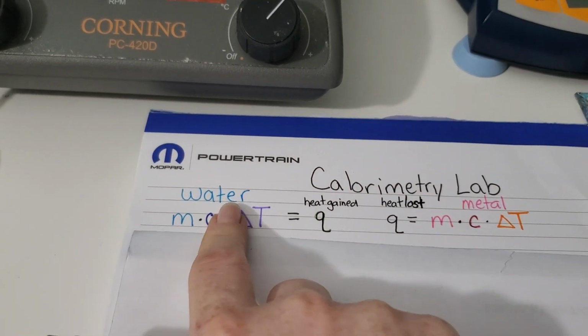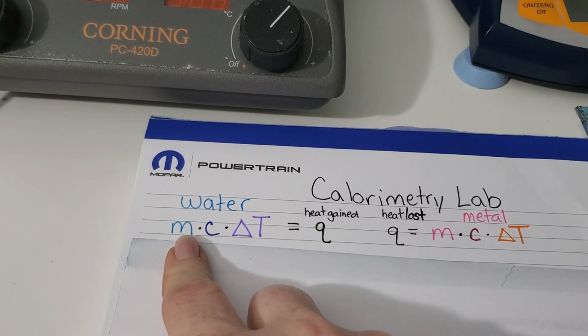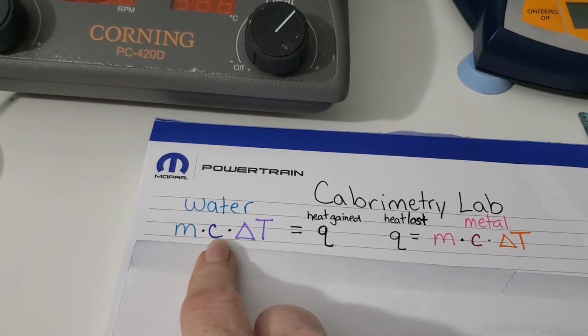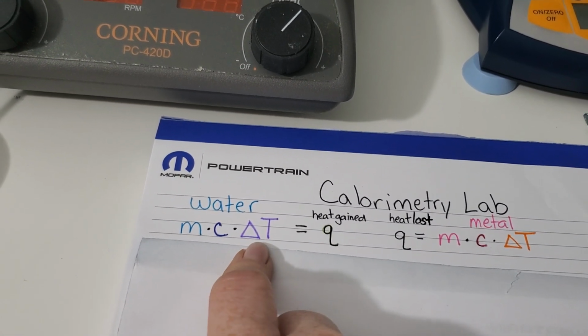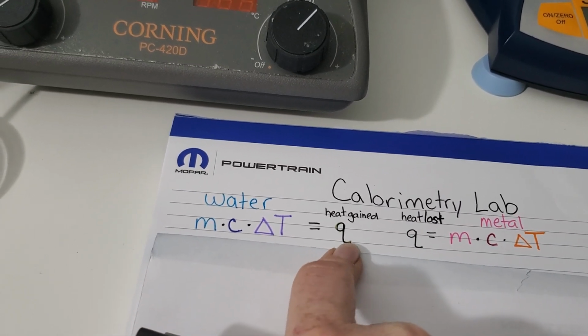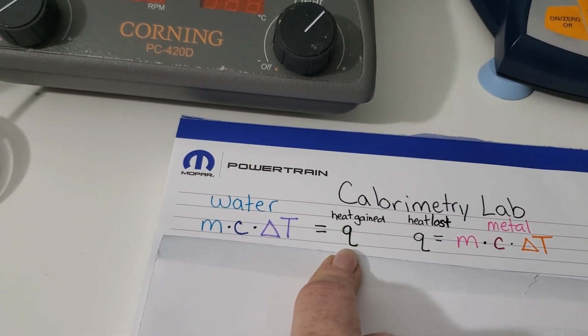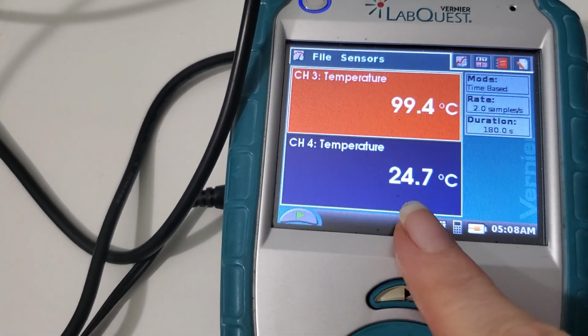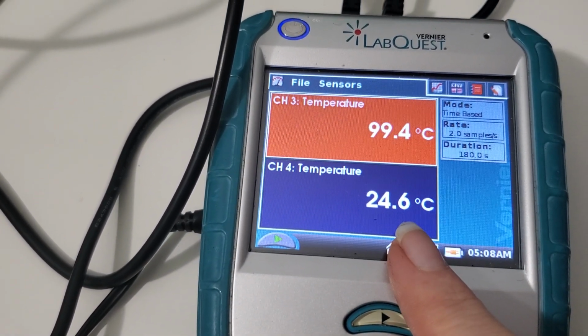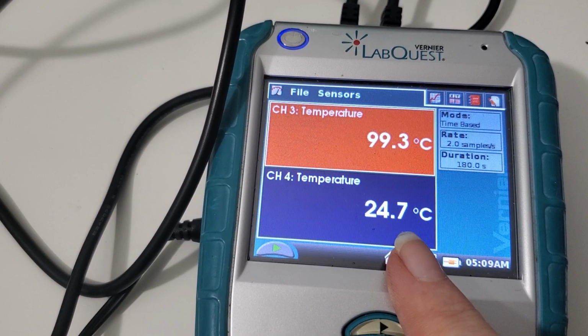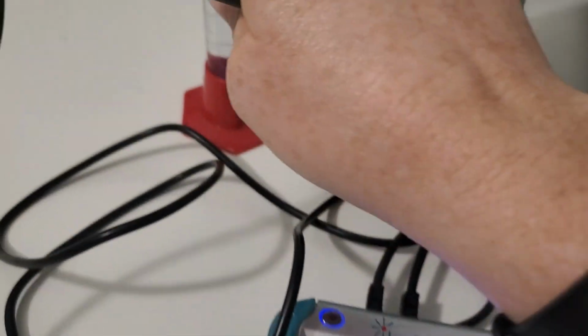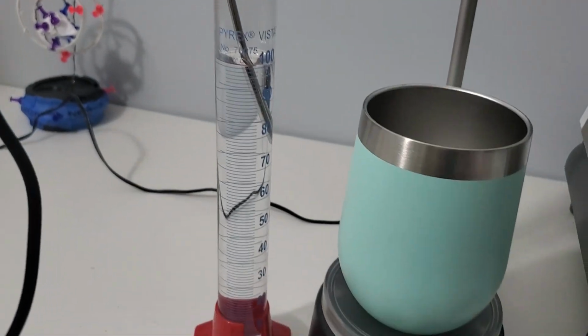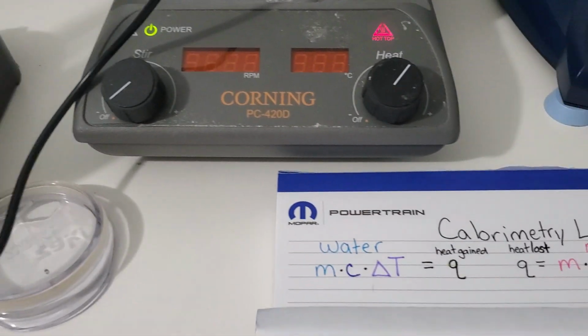So we know for water, mass times the specific heat times the change in temperature equals Q, which is our heat. So I've got some water here, and it's at 24.767 degrees Celsius. So this is going to be my water. So my water is much cooler. That's why I did it in blue.